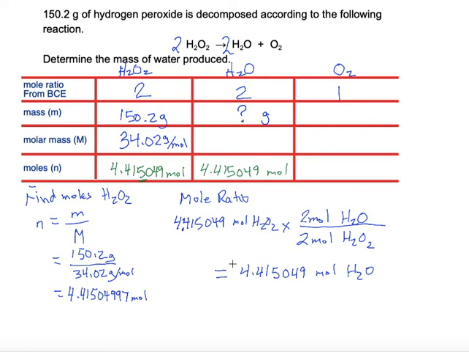Our last step then, after we've done our mole ratio, is we want to find the mass of water. To go from moles to mass, we need molar mass. Now the molar mass of water, if you look at your periodic table and add those values up, you're going to get 18.02 grams per mole. So to find the mass of H2O, we're just going to do mass equals moles times molar mass.